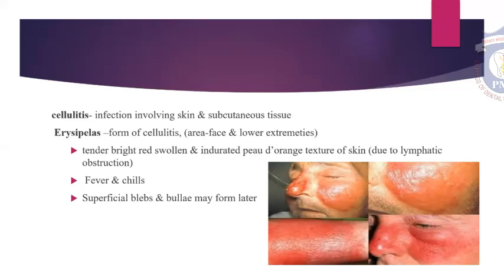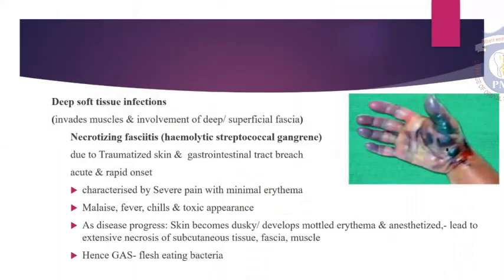Next, we will discuss deep soft tissue infections. These are infections that invade muscles and involve deep or superficial fascia. The first infection under deep soft tissue infection is necrotizing fasciitis, otherwise called hemolytic streptococcal gangrene. This is due to traumatized skin and gastrointestinal tract breach. The infection is acute and rapid.